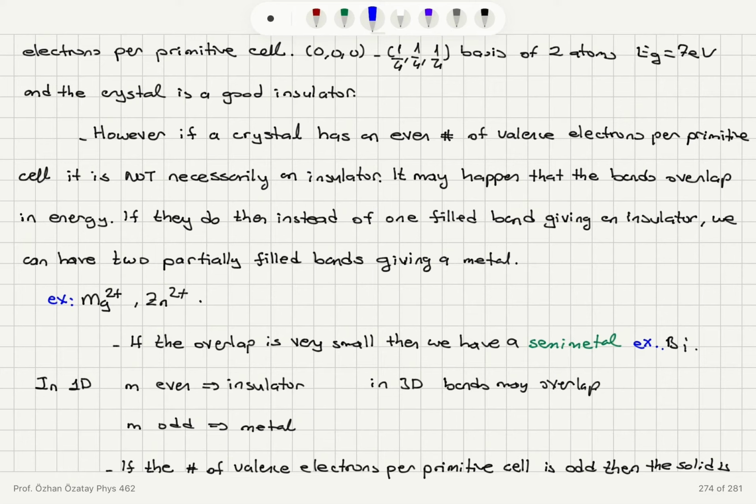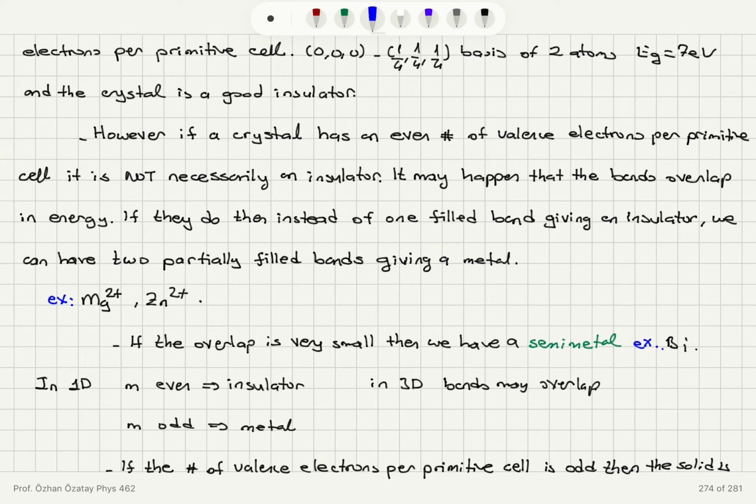However, if a crystal has an even number of valence electrons per primitive cell, it is not necessarily an insulator. It may happen that the bands overlap in energy, and if they do, then instead of one filled band giving an insulator, we may end up having two partially filled bands giving a metal. For example, magnesium and zinc are good examples. And if the overlap is very small, then we will have a semi-metal, for example, bismuth. So in summary, in one dimension, if m is even, it's an insulator, and if m is odd, it's a metal, but in 3 dimensions, we may have bands overlapping.